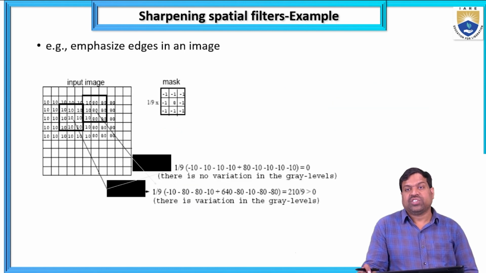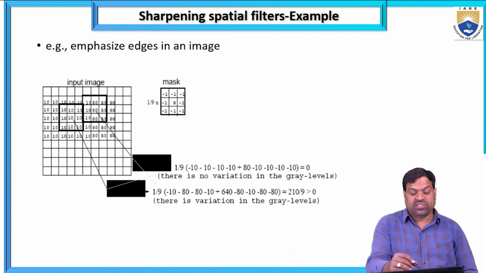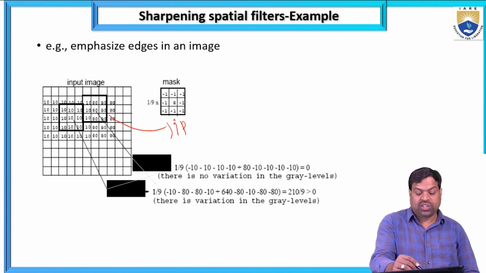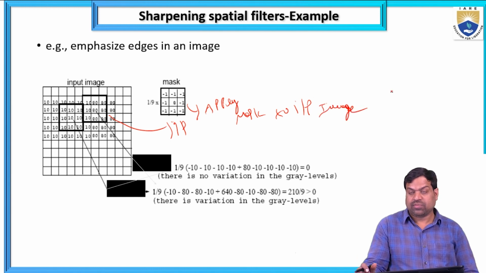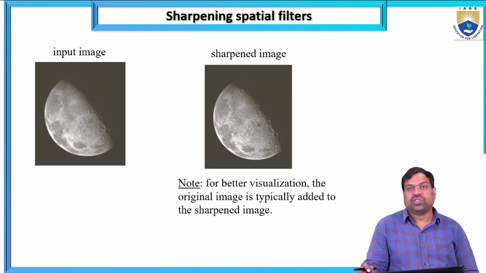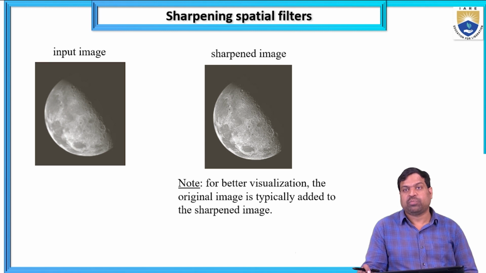Example: it is emphasizing the edges of the image. It is the input image. For the input image, apply the mask to the input. So it is one example of an input image. It is a sharpened output image. Why am I going for sharpening? For better visualization, the original image is typically added to the sharpened image.